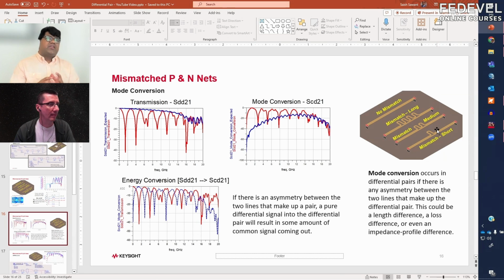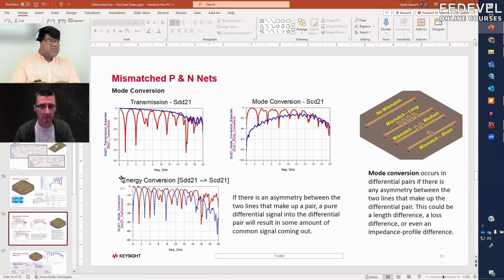Okay. So many times these different standards like USB, PCIe, and Ethernet, in their specifications, you will have a margin of skew that is allowed. So that skew, whatever skew is allowed, based on that. See, when there was this mismatch in how the signal is traveling, that's when the mode conversion was happening.